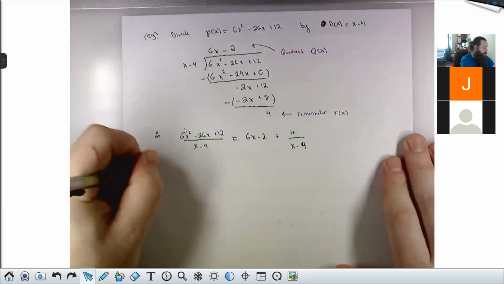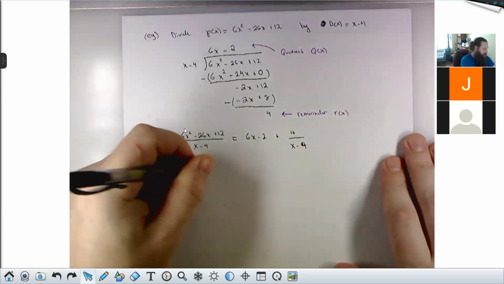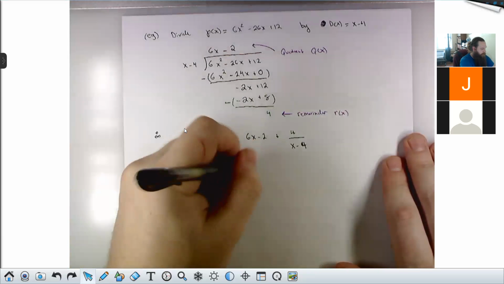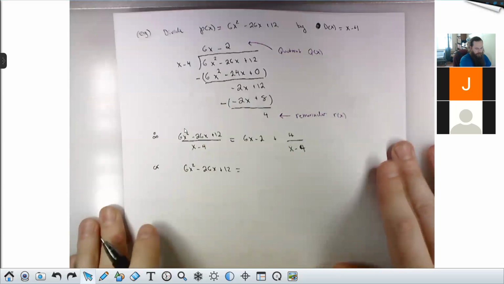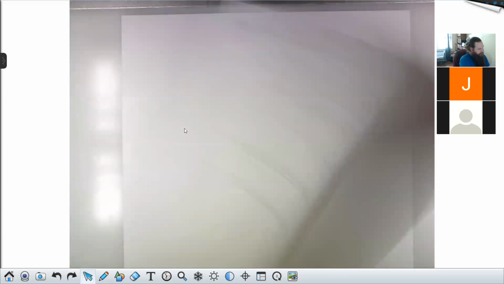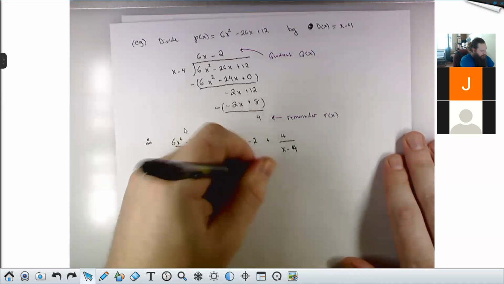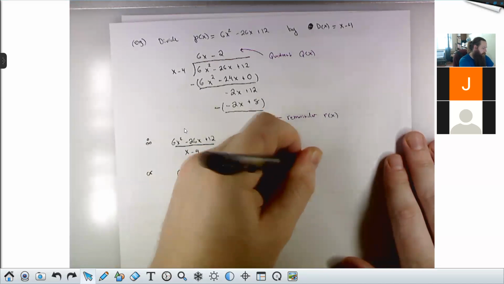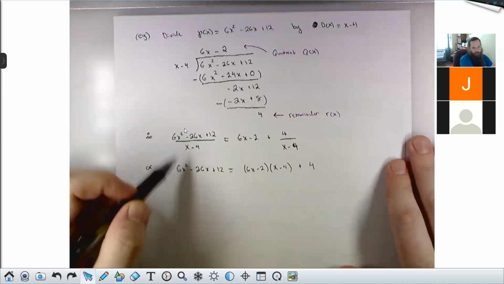And you could write this the other way as 6x squared minus 26x plus 12 is equal to, what order do I have these in before? Is it D times Q? Q times D. All right, I'll write it in the same order. Q times D, 6x minus 2 times x minus 4, plus r, which is 4. These two say the exact same thing.